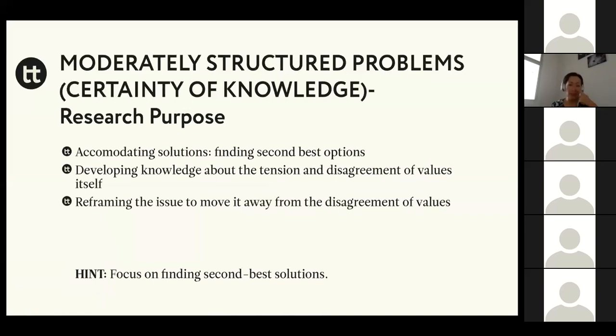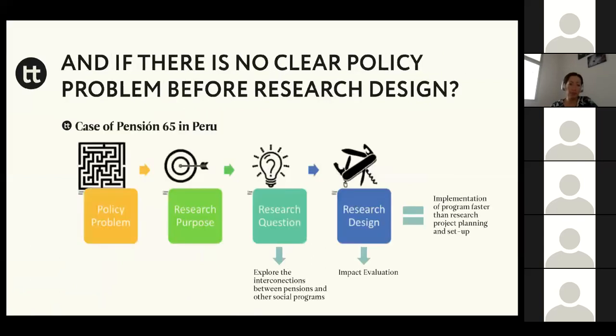But I think that what is most common is what we have put here in the hint, that it's usually about finding the second best solution. We know that we're not going to be able to accomplish our holy grail policy solution because there is no political agreement. So what is the second best option that we can push for?